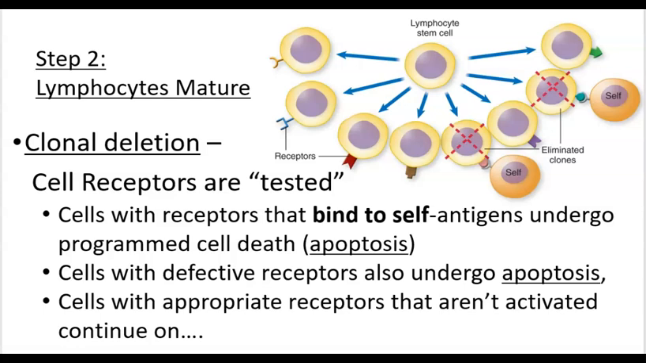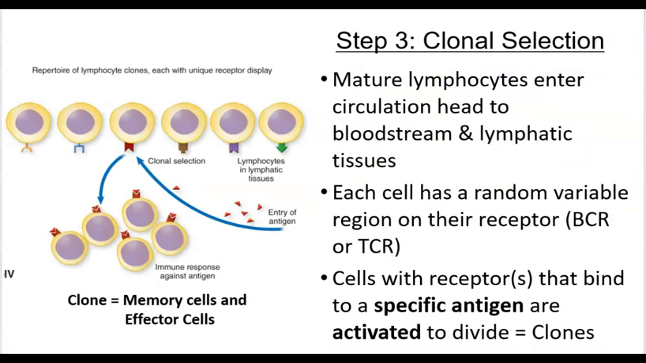And when they do some estimates on these populations, they think that in your thymus, if you're making, say, 50 million B cells on that day, you actually are going to eliminate about 98% of those. So a huge repertoire of these cells never actually makes it past this clonal deletion step. But then we've got these last guys here, the ones with the appropriate receptors that aren't activated by either one of these steps. They're going to continue on through this process, and they'll go through what's known as clonal selection.